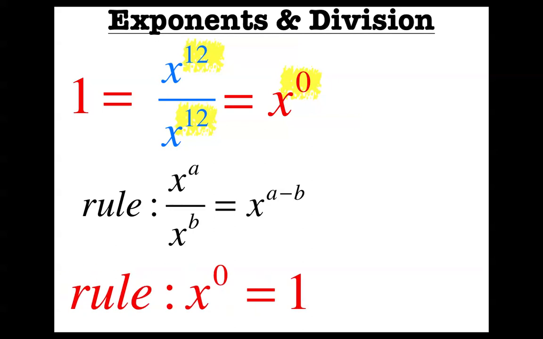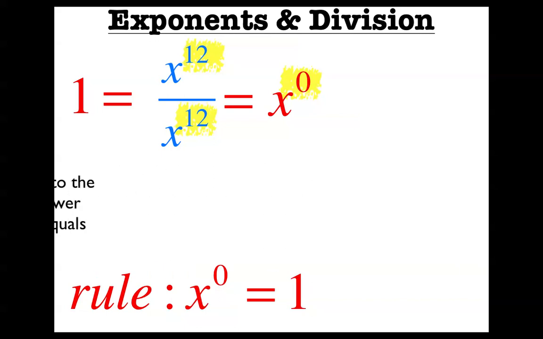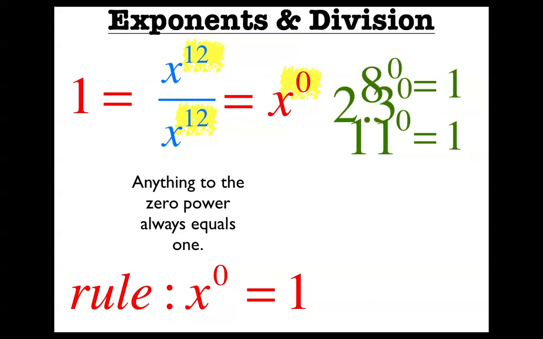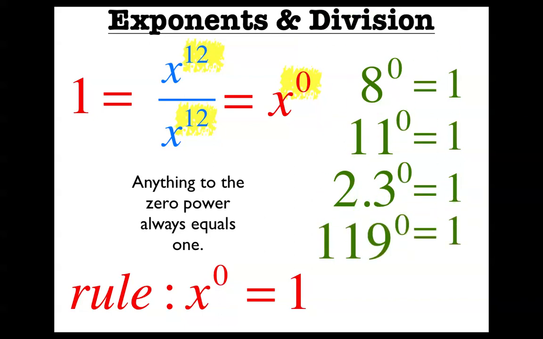Why, yes, it would. The rule here is x to the 0 power always equals 1, and since x is a variable, it can mean anything to the 0 power always equals 1. Repeat it with me. Anything to the 0 power always equals, that's right, 1. So what's 8 to the 0 power? 1. What's 11 to the 0 power? 1. What's 2.3 to the 0 power? 1. Anything to the 0 power always equals 1. 119 to the 0 power is 1. And 1 to the 0 power is 1, because anything to the 0 power always equals 1.